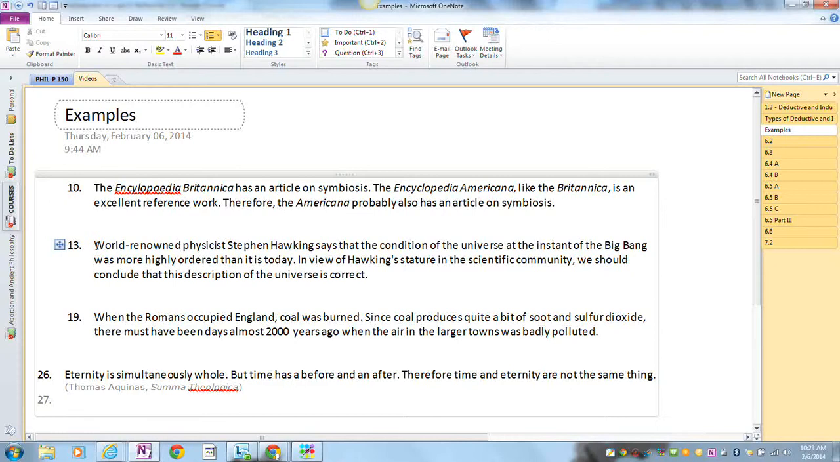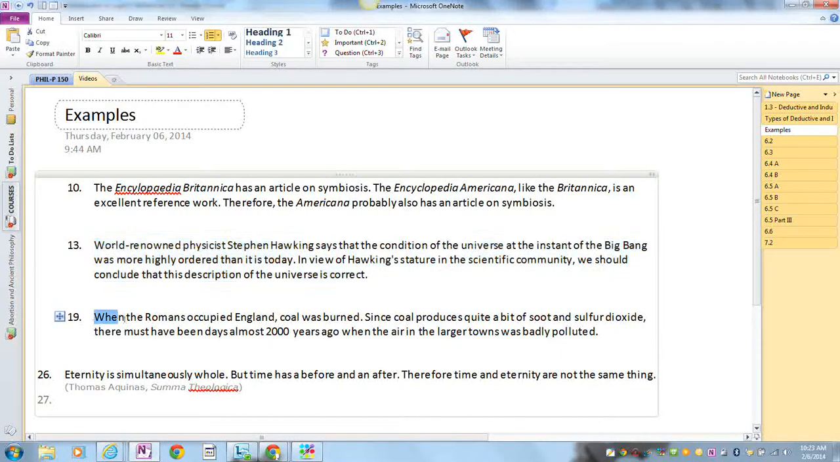Look at number 13. World-renowned physicist Stephen Hawking says that the condition of the universe at the instant of the Big Bang was more highly ordered than it is today. In view of Hawking's stature in the scientific community, we should conclude that this description of the universe is correct. This is an argument from authority, so you're relying on what a prominent person, a prominent physicist said. That's the premise, and so you conclude reasonably that this description of the universe is correct. But as an argument from authority, this is an inductive argument.